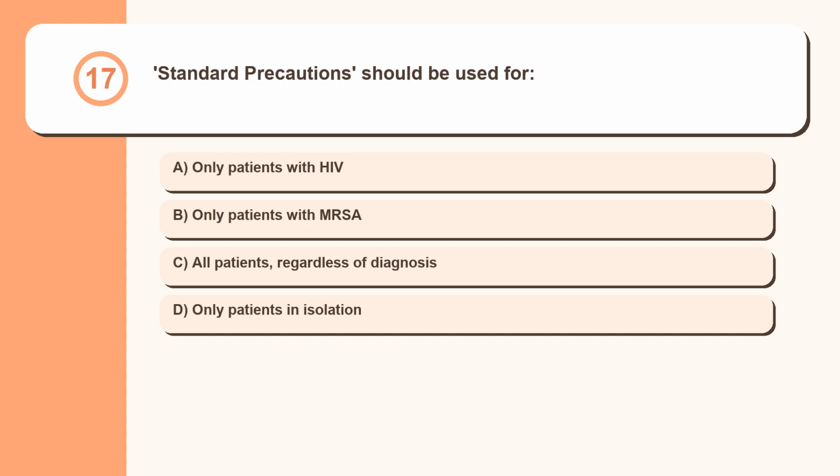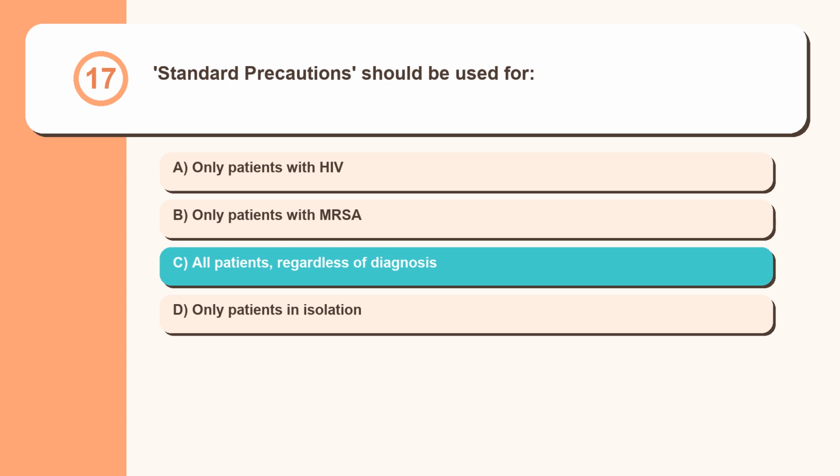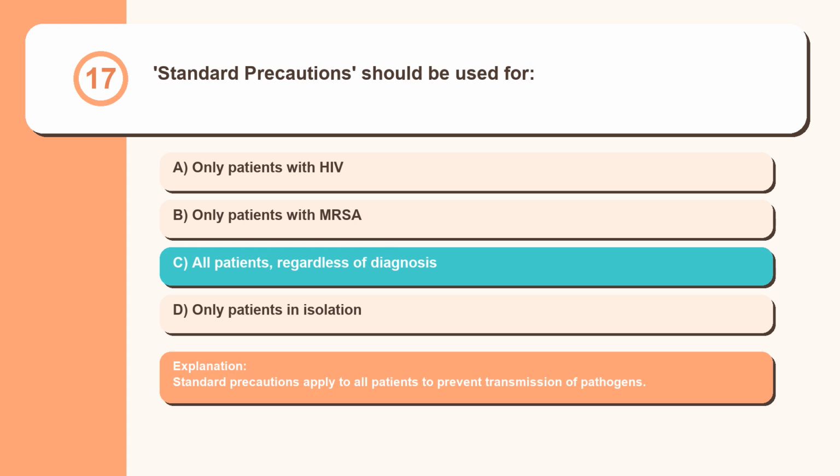Question 17. Standard precautions should be used for: only patients with HIV, only patients with MRSA, all patients regardless of diagnosis, only patients in isolation. Standard precautions apply to all patients to prevent transmission of pathogens.